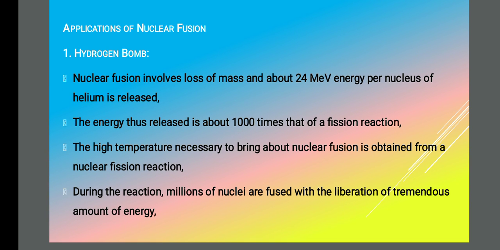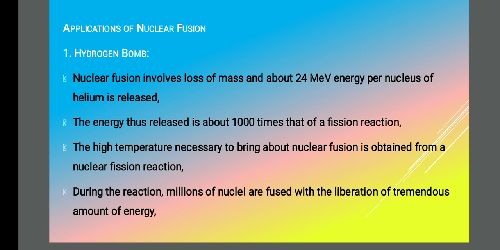Now we can see the applications of nuclear fusion reaction. We have two applications. The first one is the hydrogen bomb. Nuclear fusion involves loss of mass, and about 24 mega electron volt of energy per nucleus of helium is released. Is it clear for you? I'll repeat. Loss of mass takes place, and about 24 mega electron volt of energy is released per nucleus.